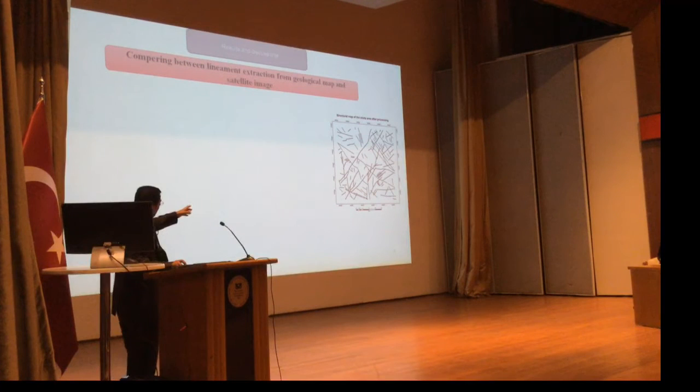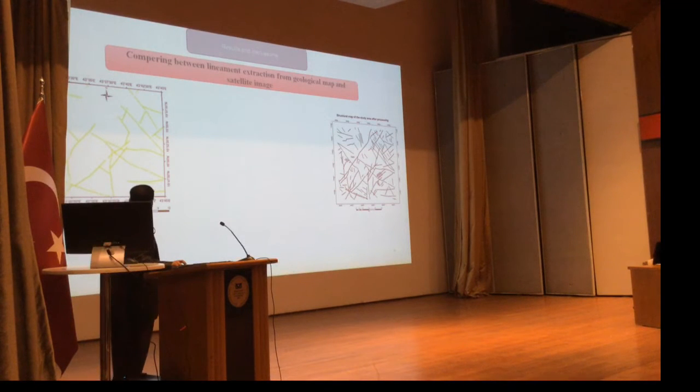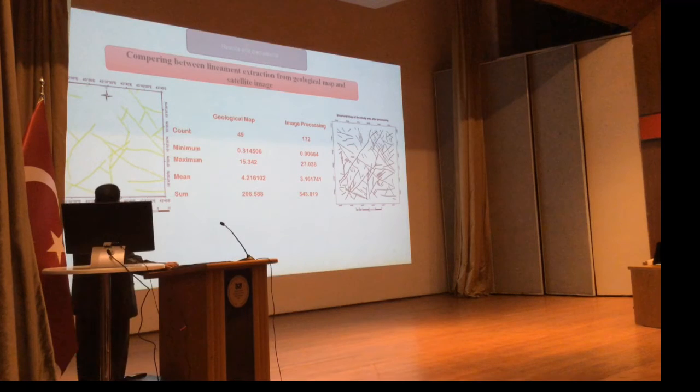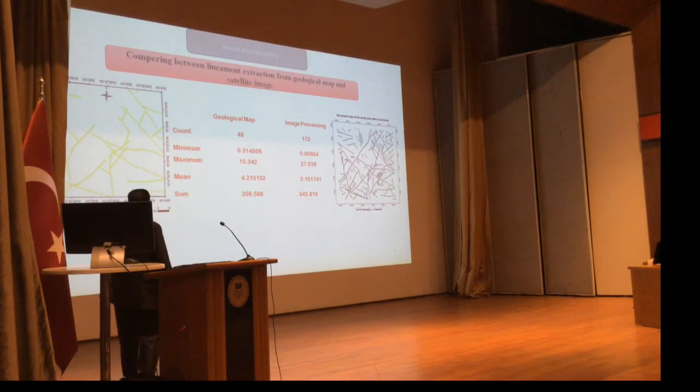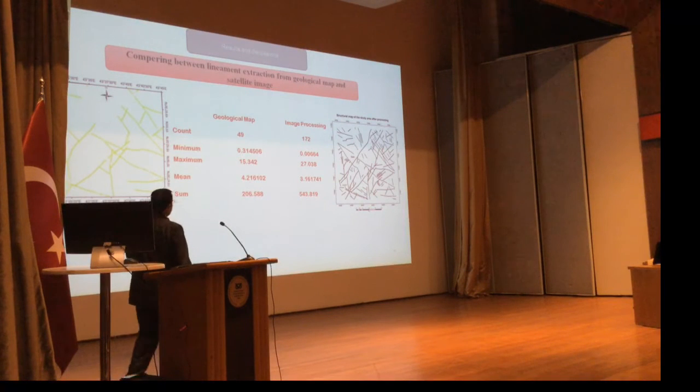This is what we do. This extracts the lineament, and this lineament is extracted from the earth map, from the geological map, and this table shows you how many lines we extracted from the geological map: 49 lines, and from the satellite image, 122.